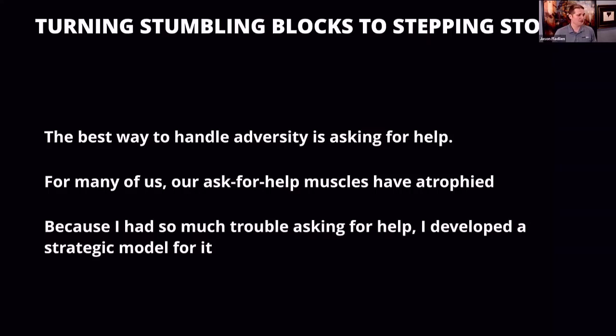But because I had so much trouble asking for help, I had to develop a strategic model for it. Isn't that funny, right? Nothing came easy to me in this way. So I had to read books on it. I had to study programs on it. I had to fill up journals and reflect and introspect on it. And then I had to stress test it in the public. And then because I love teaching and I love coaching and I love training, I had to see if it worked for others, right?